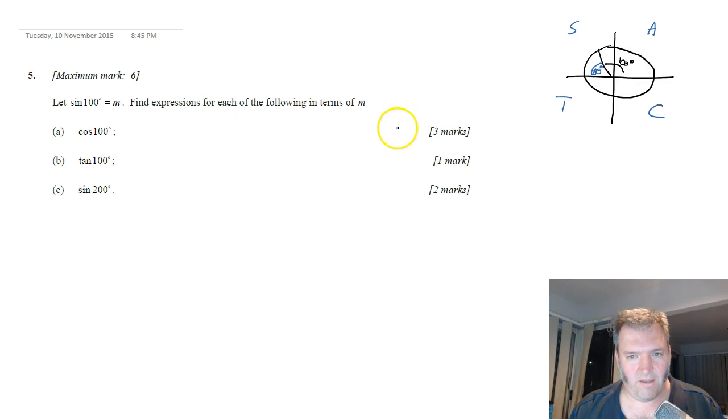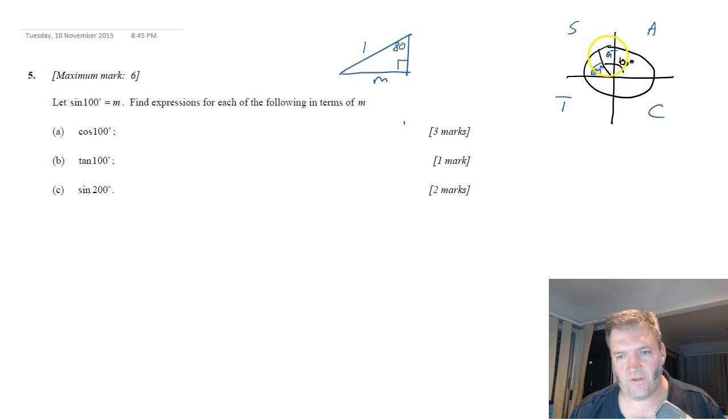What we also know then is that if I drew a triangle here and made one side 80 degrees, this too would be m, and because sine is opposite over hypotenuse, m over 1. Because of the symmetry, sine's positive in the first and second quadrant, so sine of 80 degrees would give me m over 1. A bit of Pythagoras will help you find this other side: 1 squared minus m squared, square rooted, so that'll be the square root of 1 minus m squared.